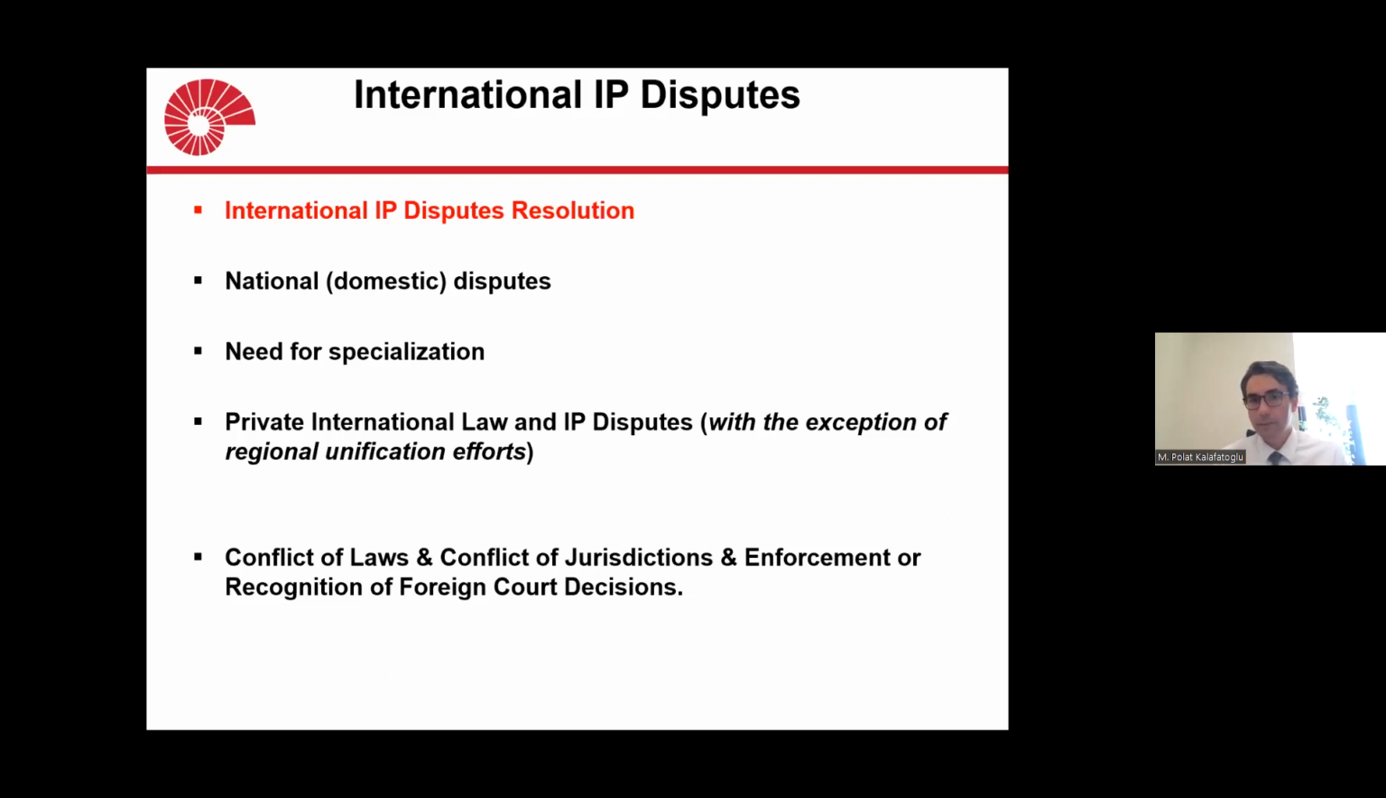For purely domestic or national disputes, because IP disputes, either a patent dispute or copyright dispute, require specialization, it is interesting to see that in different legal systems you may see specialized IP courts. For example, we have an example under Turkish law, to resolve these IP disputes.